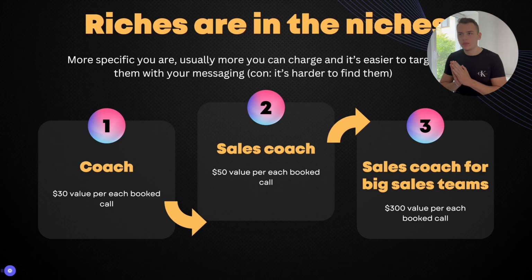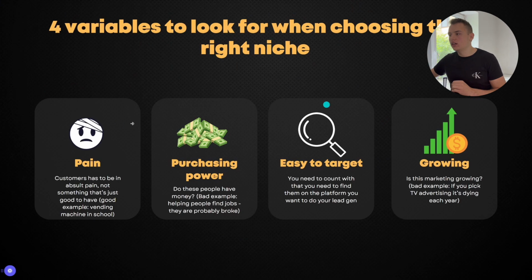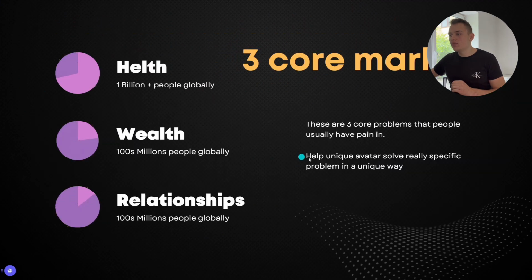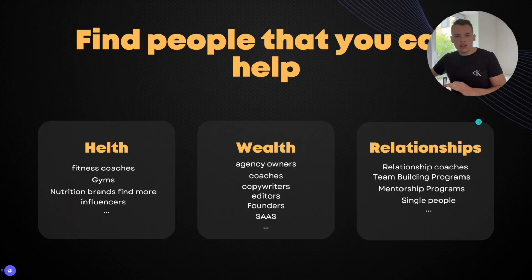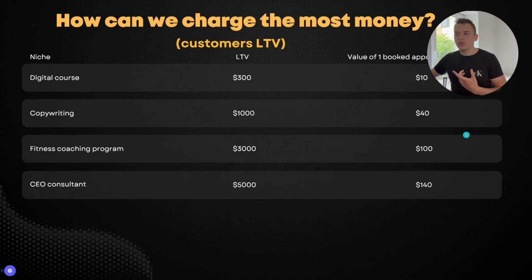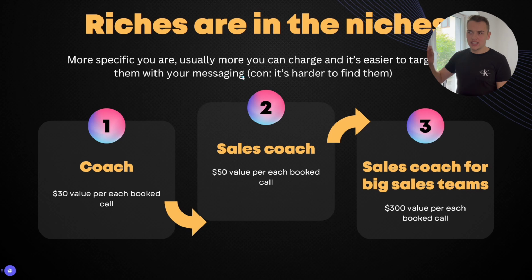This is also really cool. Riches are in the niches. When I was telling you at the start, where was it? Actually here. Help a unique avatar solve a really specific problem in a unique way. By that, you can actually charge the most money, okay? So, the more specific you are, usually the more you can charge. And it's easier to actually target those people in your messaging, okay? It's usually a little bit harder to find them, but you can charge more. You can specify the messaging based on that, and it's easier to get paid more money.